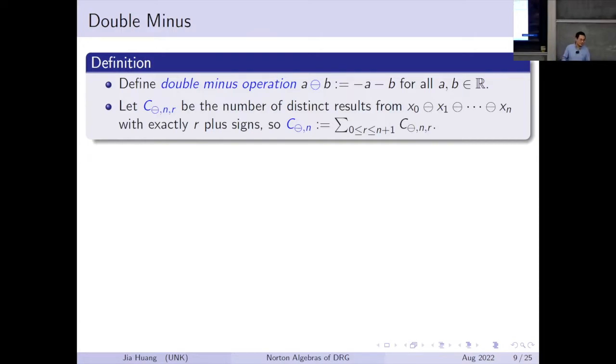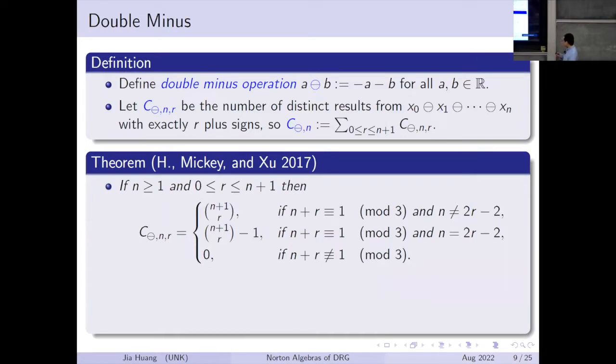So if you insert parentheses and expand, you're going to get some plus or minus signs right in front of each term. I just count how many there are, and let's fix the number of plus signs to be r. And then you can just add those numbers as r varies, and I get the total counts for C circle minus n. And with two undergraduate students, Mickey and Xu, back in 2017, we found some nice formulas for these numbers. In some cases they are just binomial coefficients. In some other cases, they're not quite, so maybe one less than a binomial coefficient, or maybe just 0. It depends on some modularity relation.